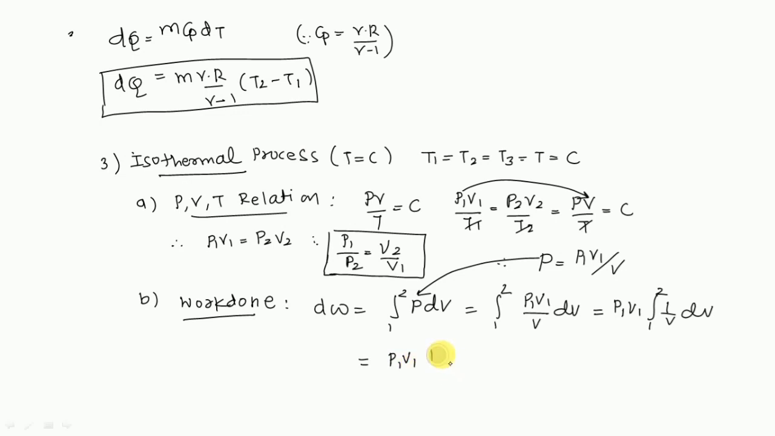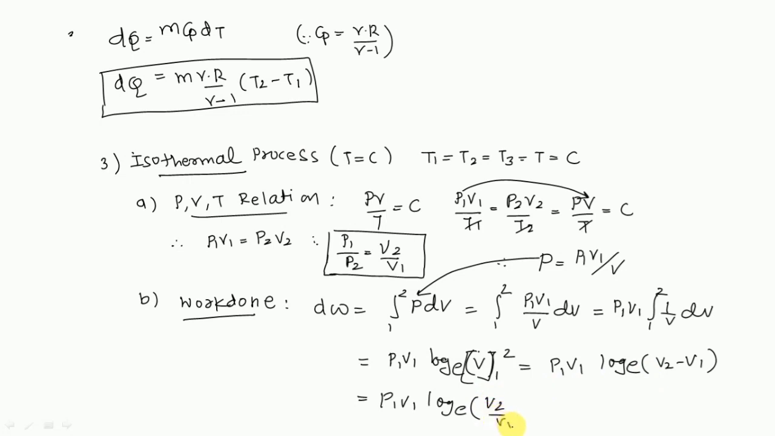it is nothing but ln or log, the value is log base e of V, and the limit is 1 to 2. So if you write this relation, P1 V1 times log base e of V2 minus V1. If you write this term, then P1 V1 is equal to log base e. If there is a log and here it is a minus, then we can write V2 by V1.